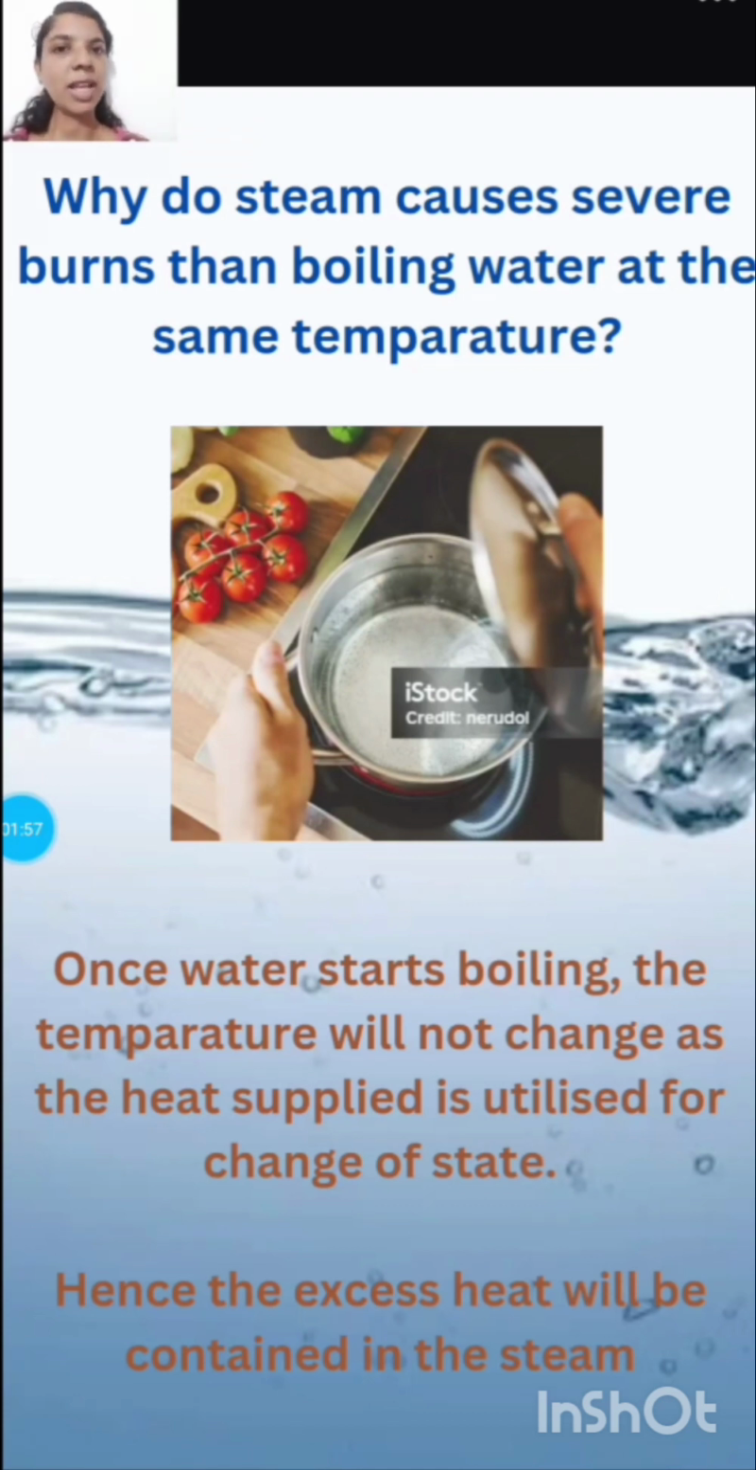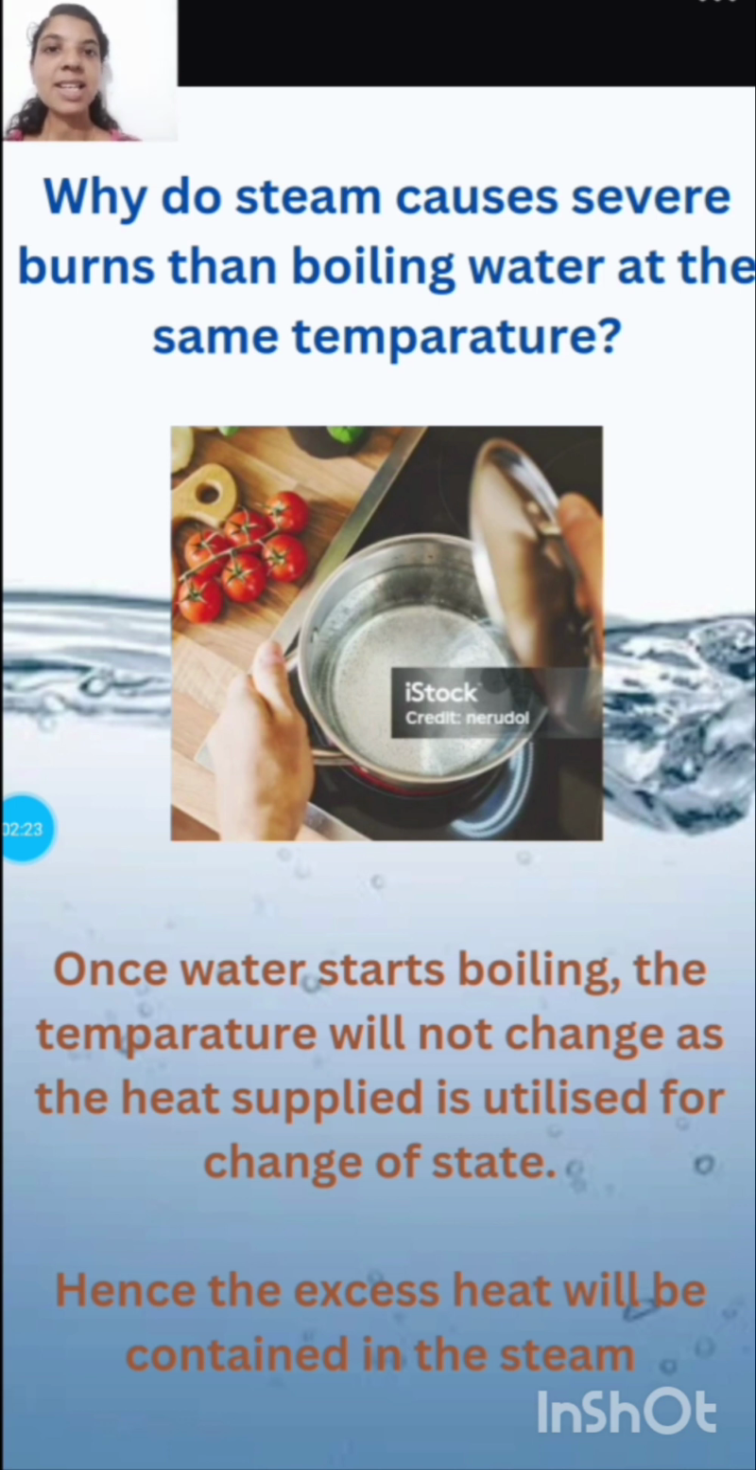Have you ever experienced a steam burn? It's very painful, right? Why does steam cause more severe burns than boiling water at the same temperature? As I told earlier, when we heat water at 100 degrees Celsius, the temperature remains constant even if we continue heating. So where does this extra heat go?